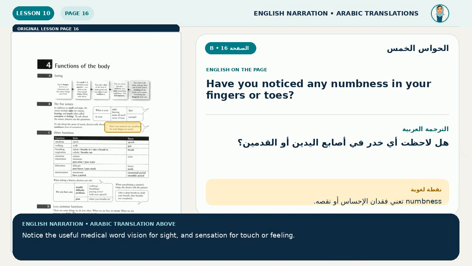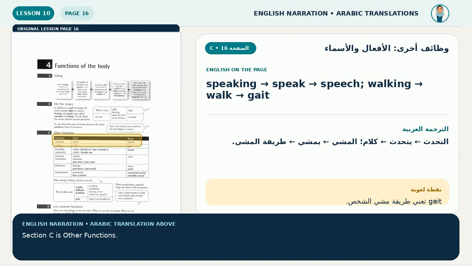Notice the useful medical word vision for sight and sensation for touch or feeling. These are common words in patient histories and examinations. Section C is other functions. The table shows the function, its verb, and its noun. Speaking uses the verb speak and the noun speech. Walking uses the verb walk and the noun gait. Gait is the way a person walks.